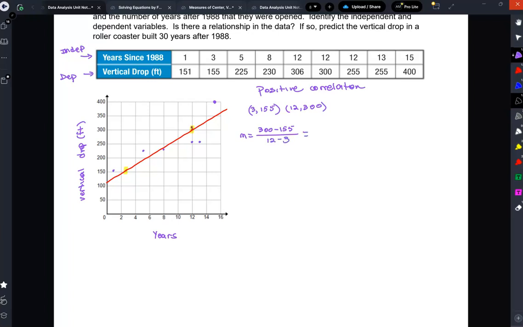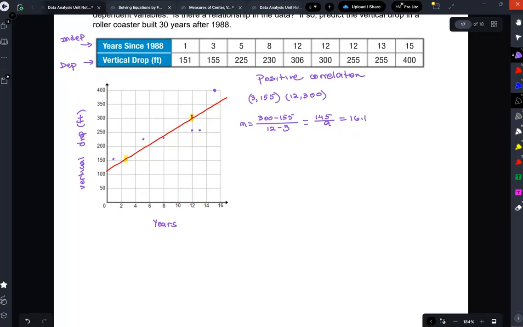Okay, so that's 145 over 9, 16.1. And then I can use any of the points, so I'm just going to use the second one. Y minus 300 is equal to 16.1 x minus 12. Why did I use that one? Just because. So let's solve and put it in mx plus b form.